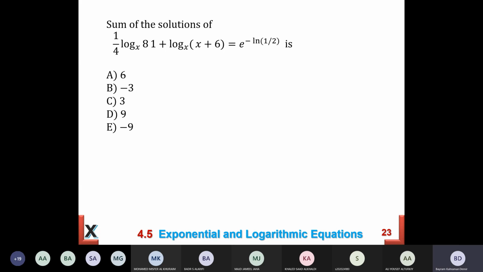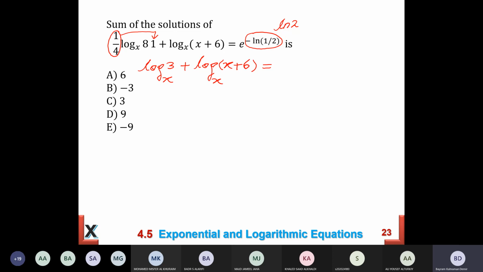What is the problem here? Well, we have 1 over 4 here, Shabab. It can come as a power of 81. So it becomes what? Logarithm of 3, correct? Yes. Base x, and plus logarithm of x plus 6, and base x again equals to, well, negative ln 1 over 2, which is the same as ln 2.